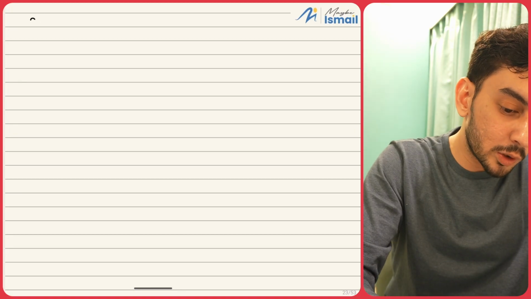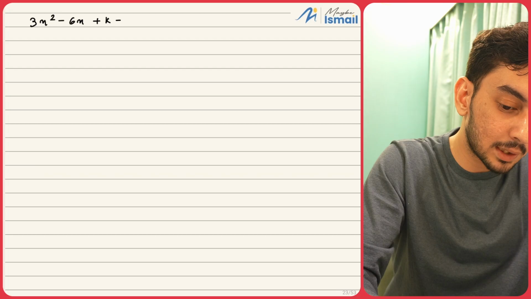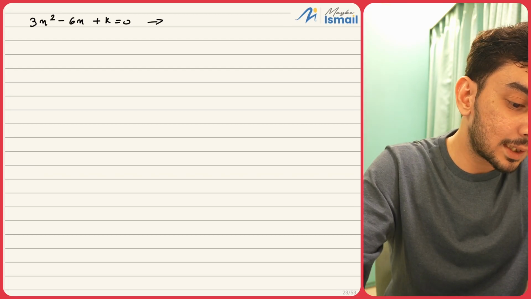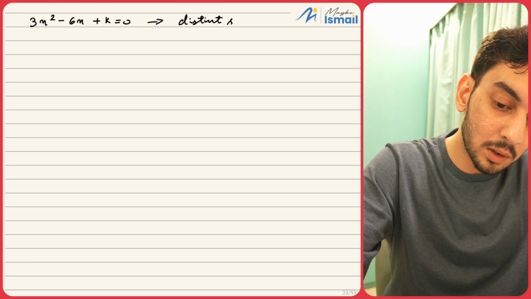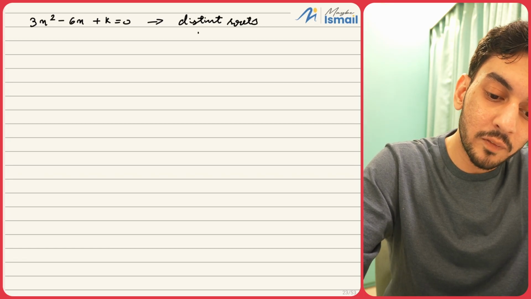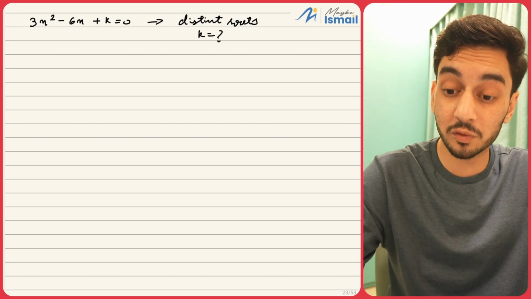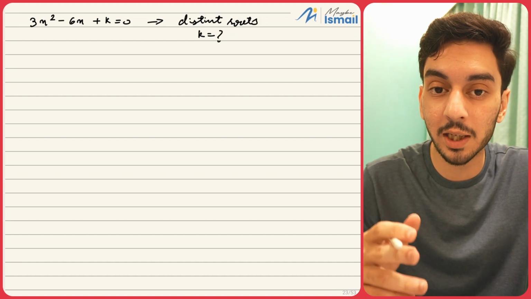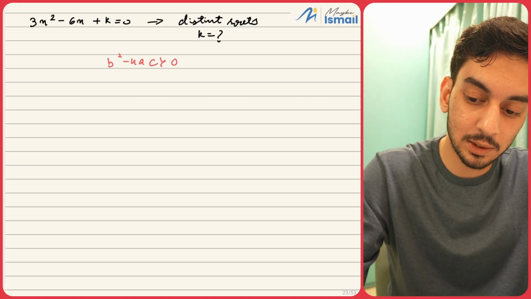So the question is 3x square minus 6x plus k is equal to 0, and it says it has distinct roots. If the question says that this has distinct roots, which surely means that b square minus 4ac has to be greater than 0. So b square minus 4ac has to be greater than 0.